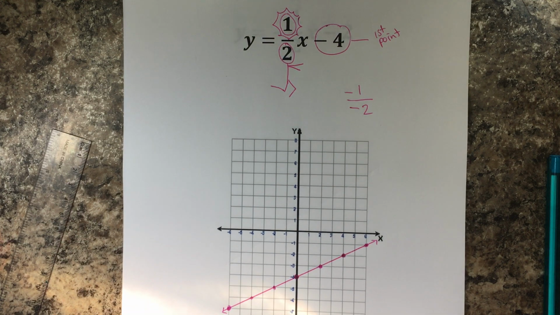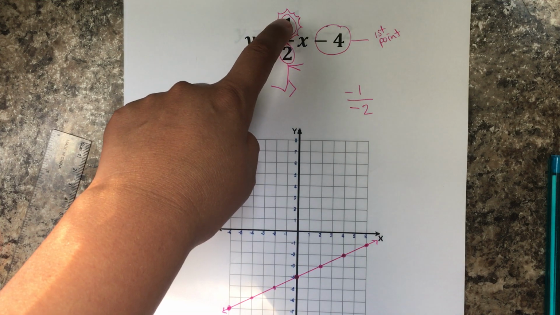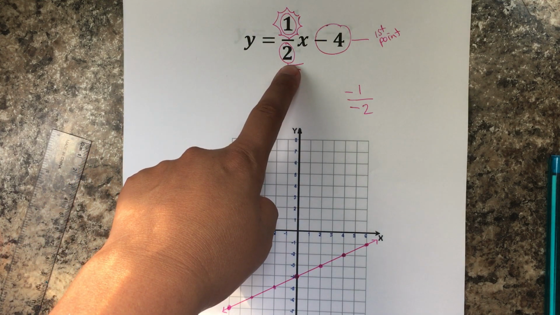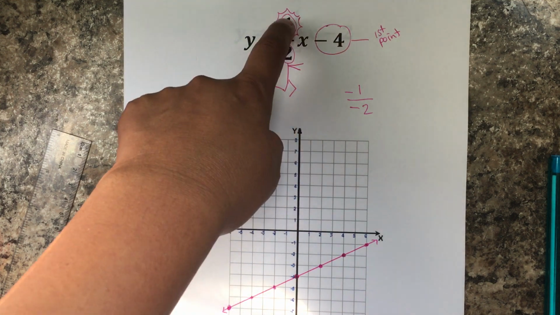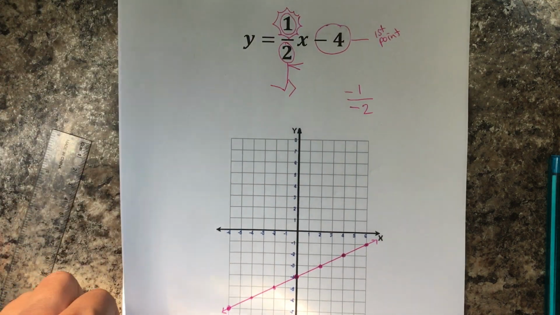And that's all you have to do. Remember, positive on top is up, negative is down. Positive is to the right, negative is to the left. So it's like change on y, change on x. Okay? Let's do one more.